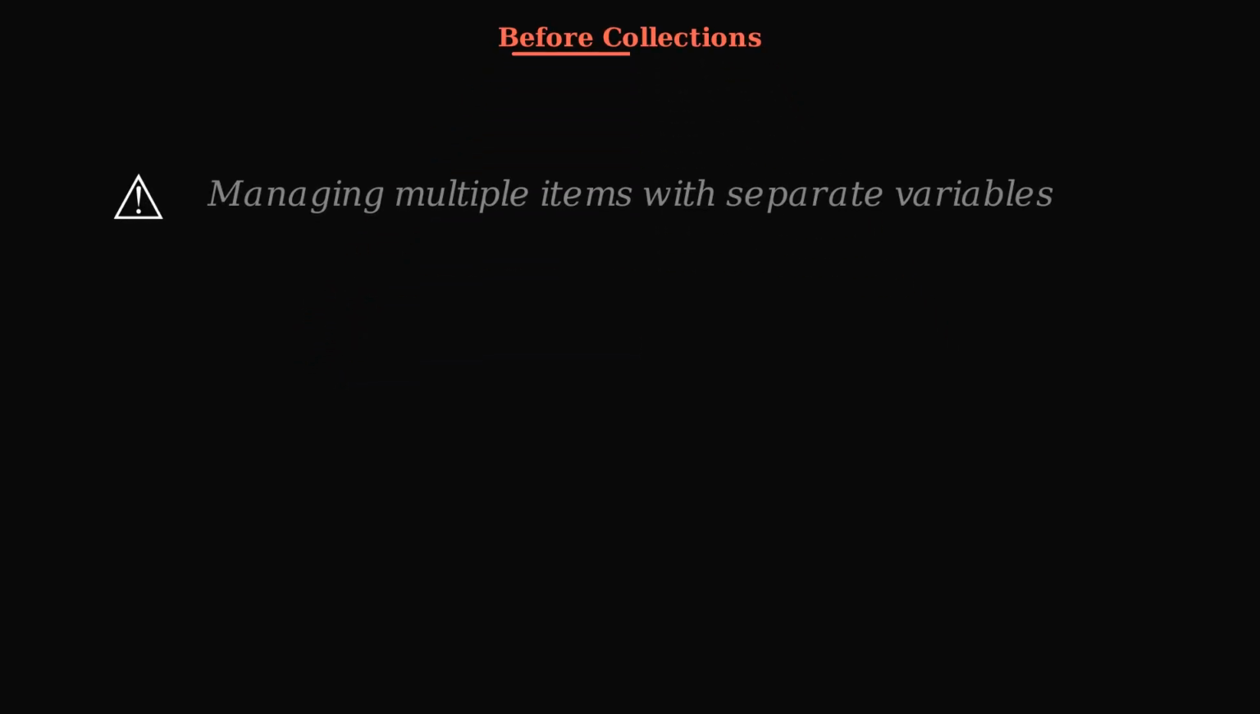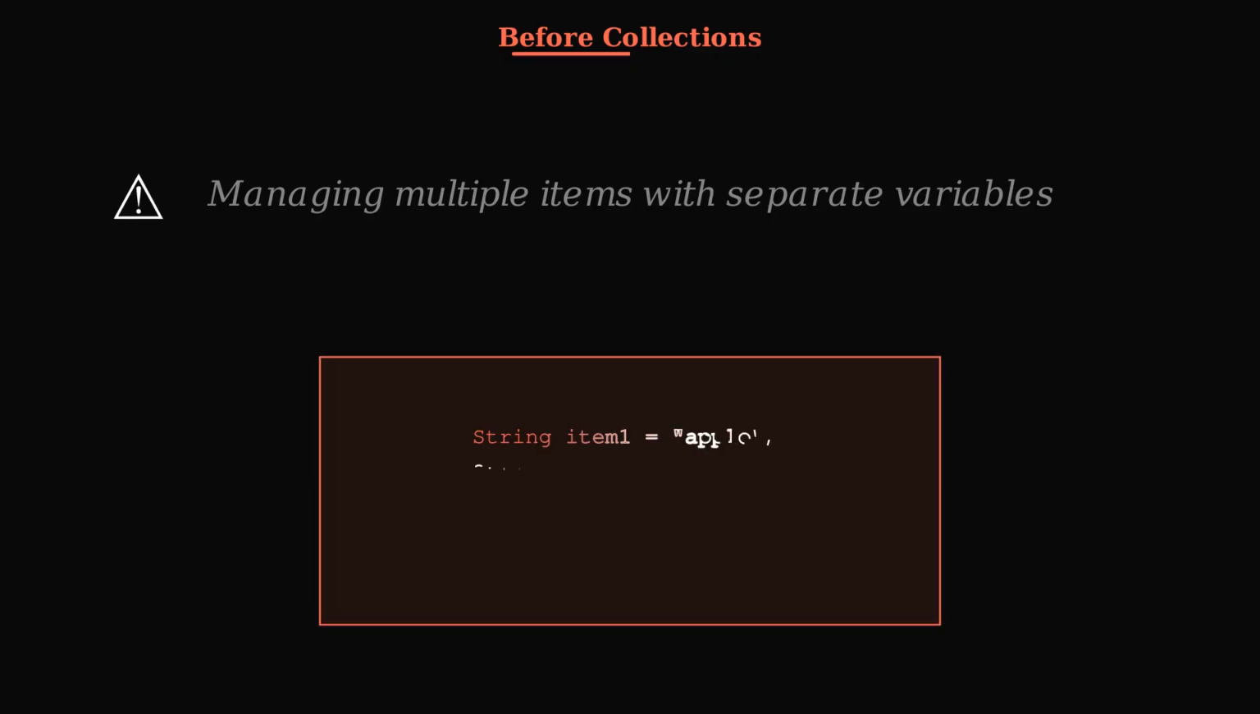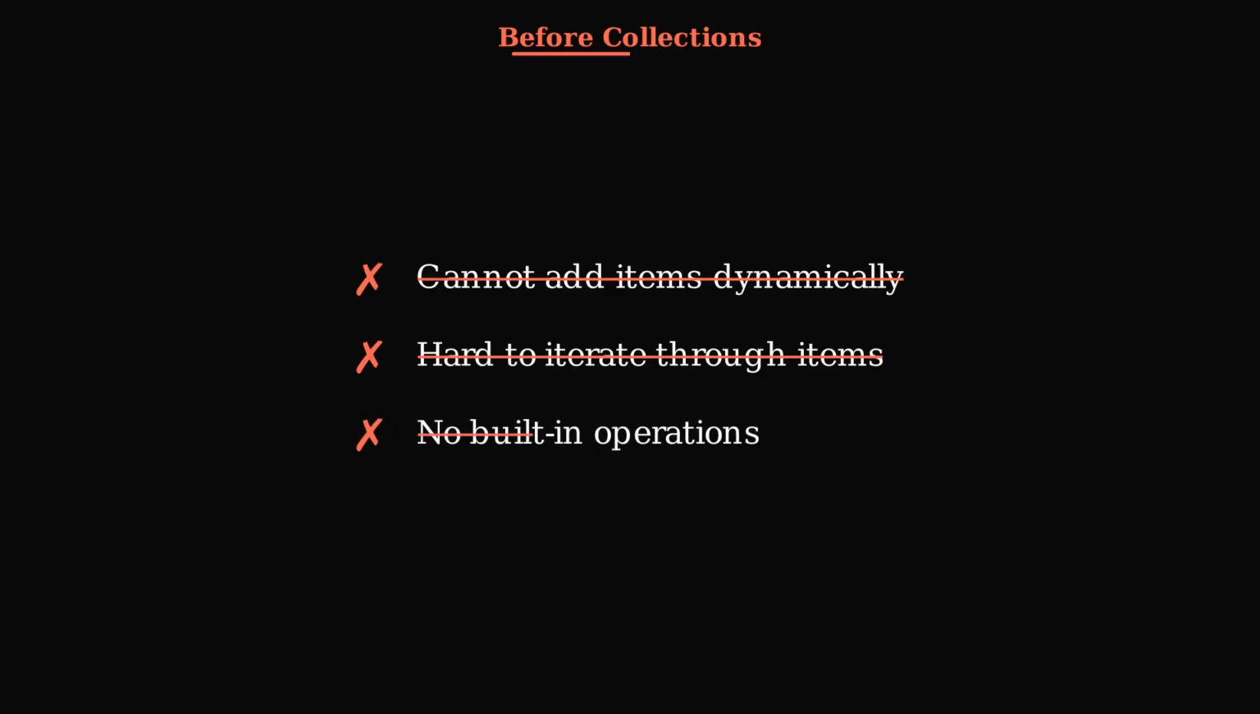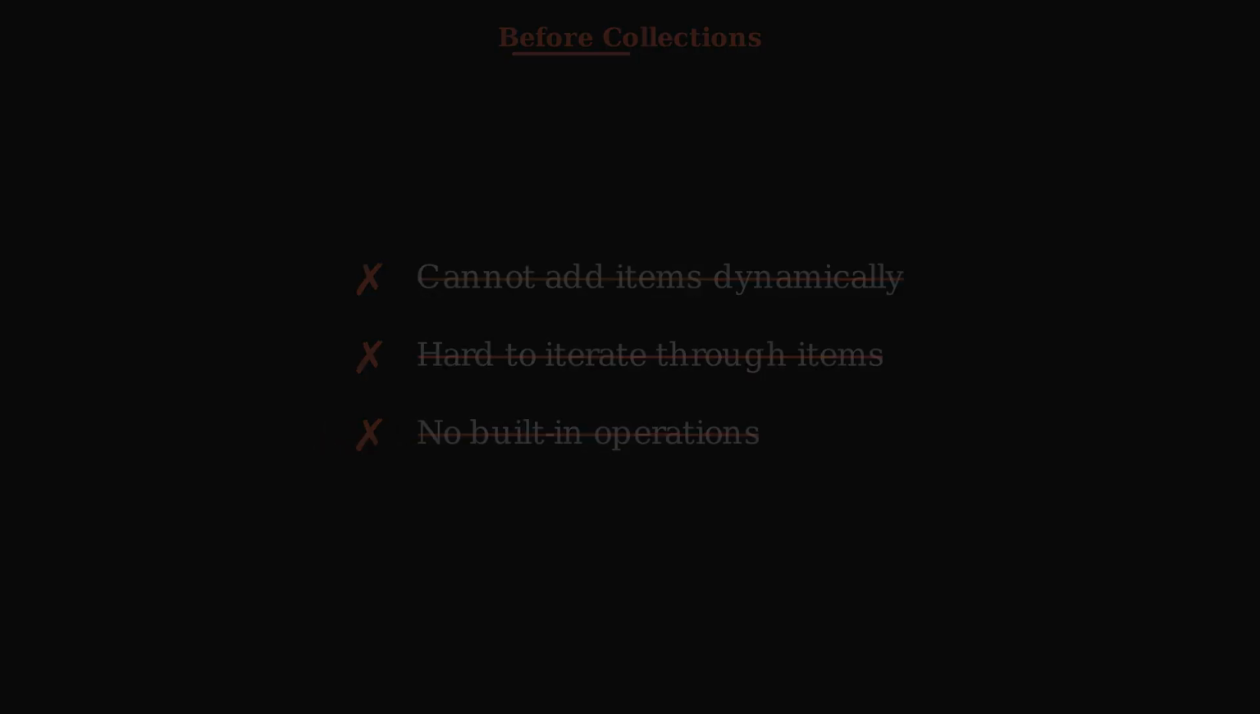So what happens without Collections Intro? Managing multiple items with separate variables. Look at how messy the code gets. Cannot add items dynamically. Hard to iterate through items. No built-in operations. There has to be a better way.